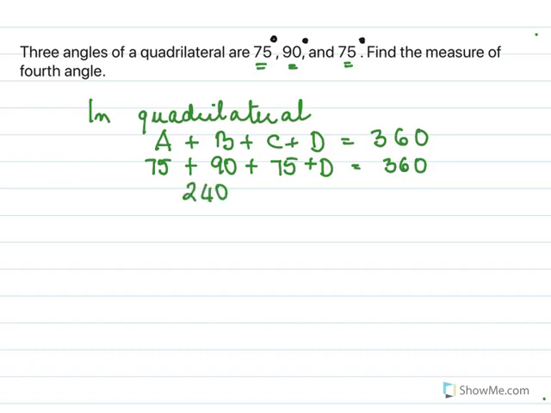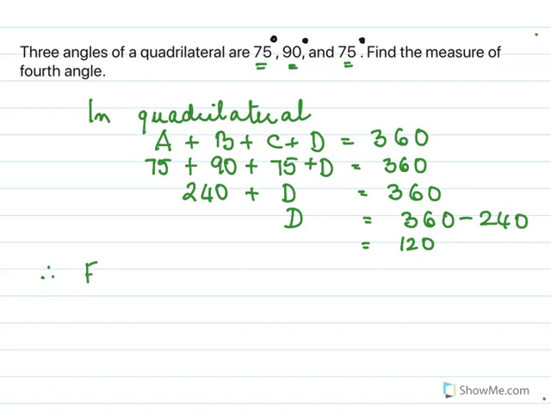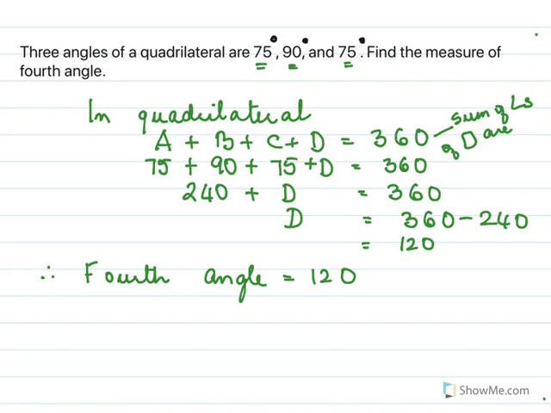So 240 plus D equal to 360. So D is 360 minus 240, which is equal to 120. Therefore the fourth angle is equal to 120. Here the reason you've got to write: sum of the angles of a quadrilateral is 360.